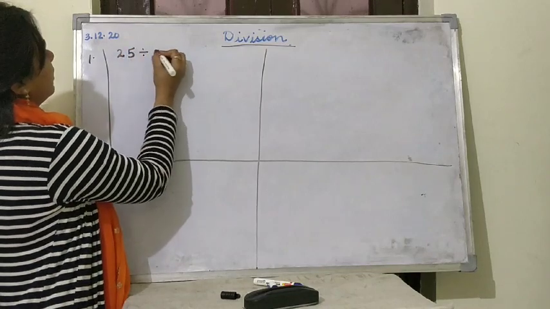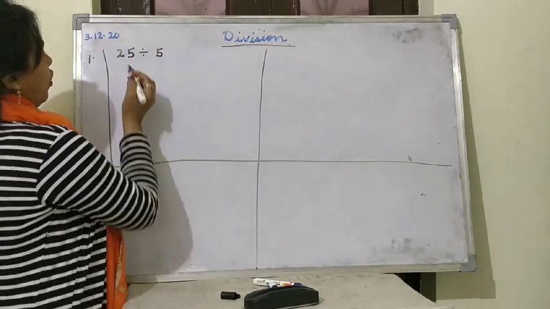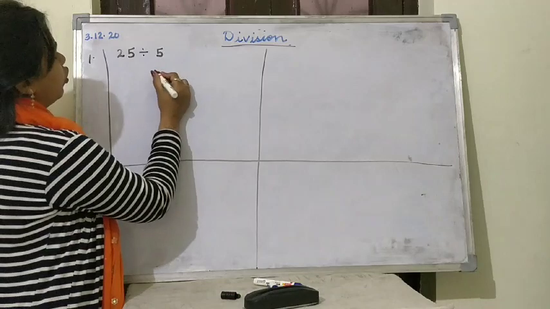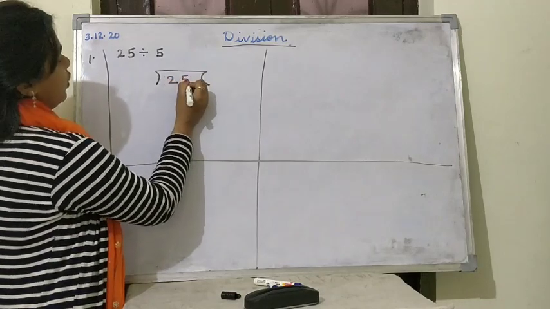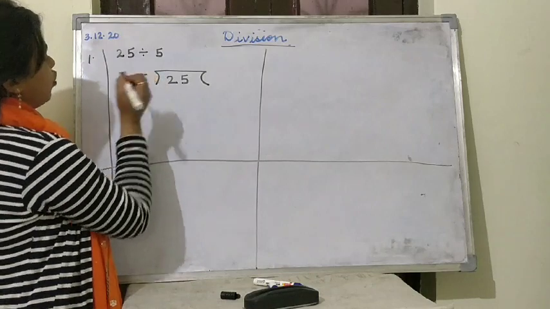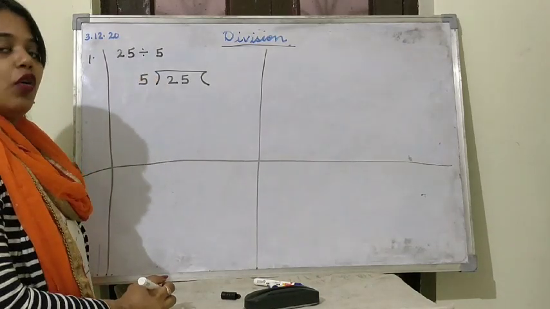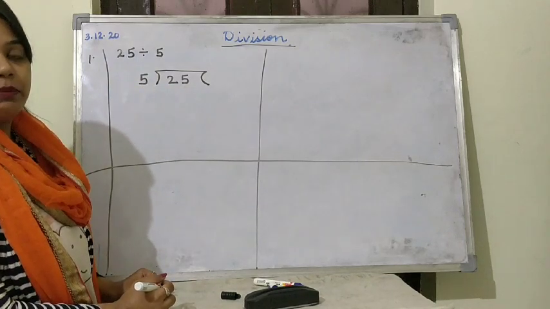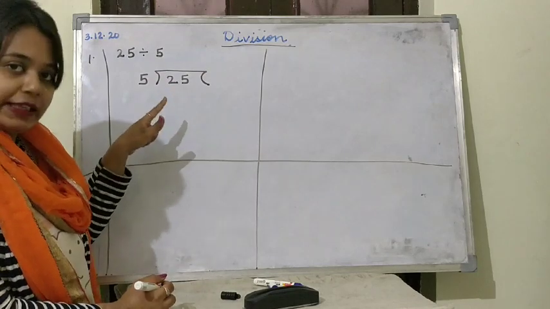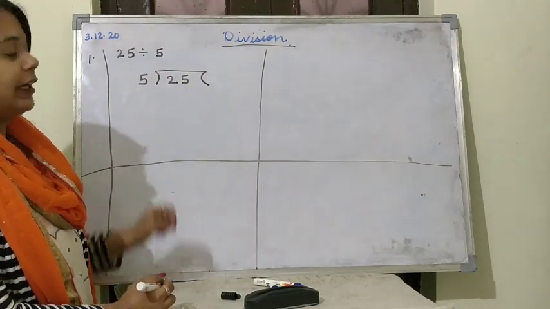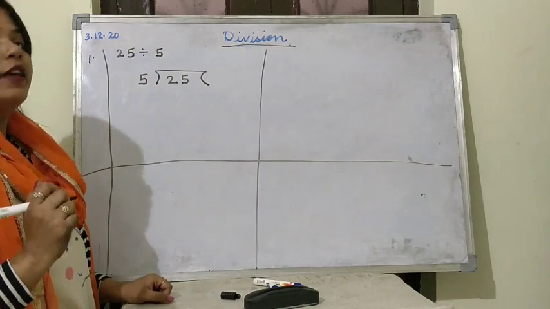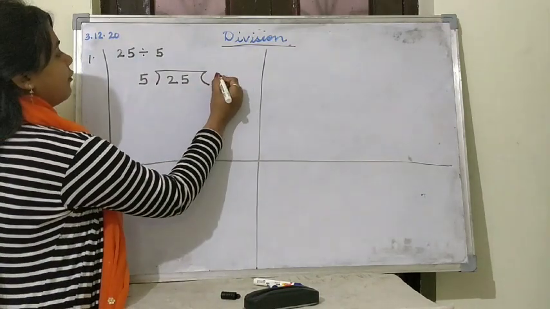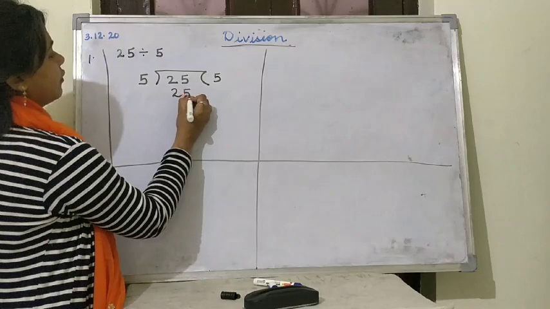25 divided by 5. Now, 25 is the dividend, 5 is the divisor. Now, how do we write it? Like this. 25 inside, 5 outside. Right? Now, by how many times can we divide 25 by 5? In the table of 5, 25 comes, yes or no? Yes. Now, we have to see by how many times. 5 1s are 5, 5 2s are 10, 5 3s are 15, 5 4s are 20, 5 5s are 25. So we will write 5 5s are 25.